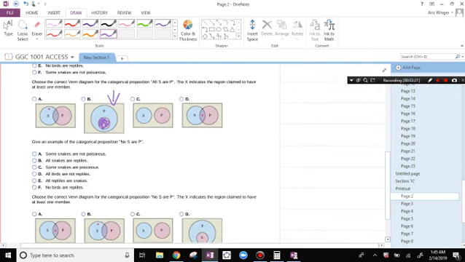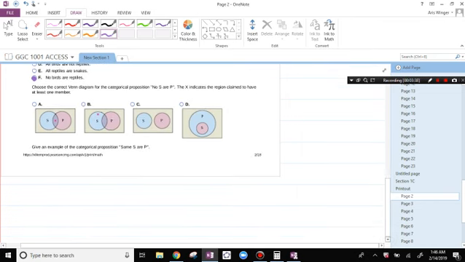Give an example of the categorical proposition no S are P. No birds are reptiles. No S are P looks like this one. No birds are reptiles.